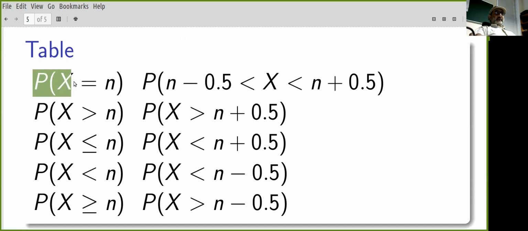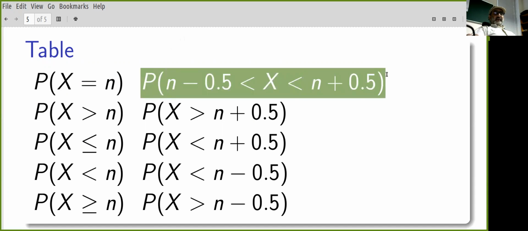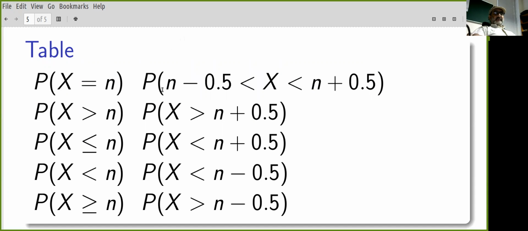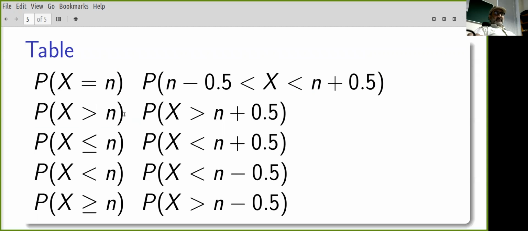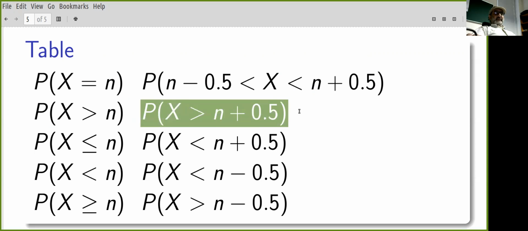Okay, so the probability that x is equal to n, if you want to approximate it by a continuous distribution, then you look at this. You look at the probability that x varies between n minus 0.5 and n plus 0.5. If you want the probability that x is greater than n, then you use in your approximation from the continuous distribution, look at the probability that x is greater than n plus 0.5.